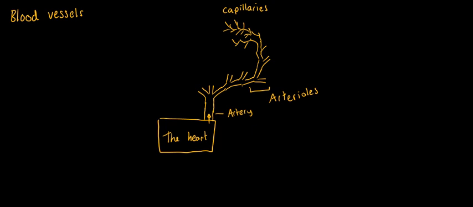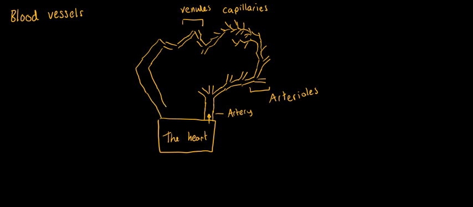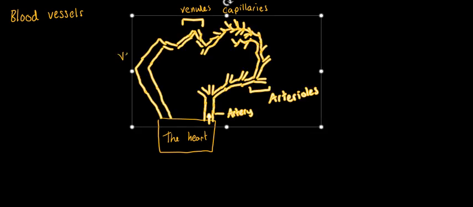And then the capillaries are going to filter into venules, which are a small type of vein. So then we have venules before the venules filtering back into larger veins, and those veins are going to return blood back to the heart. So this is going to be a vein.